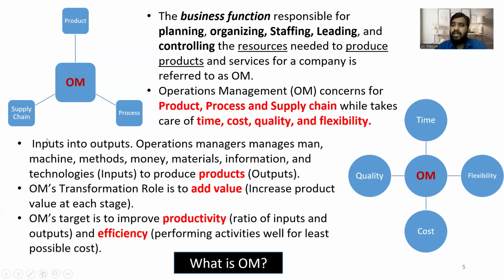So, for example, in a garments factory, they buy fabric inputs. And after buying fabrics, what do they do? They convert it into dresses, shirts, isn't it? So inputs are fabric, outputs are shirts. The operations manager adds some value to convert inputs into outputs.